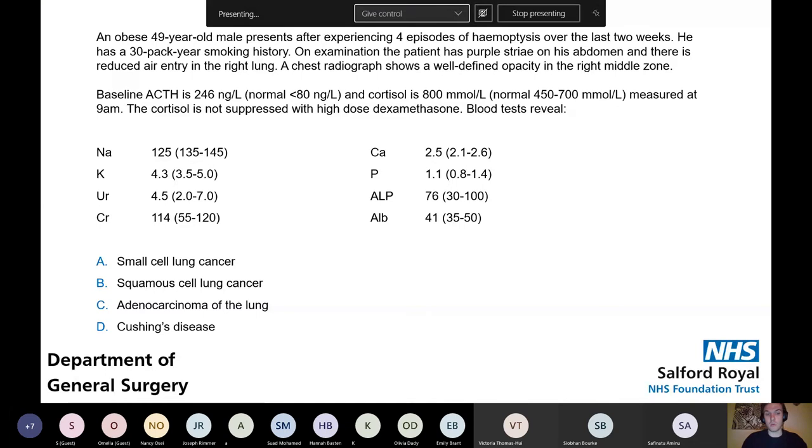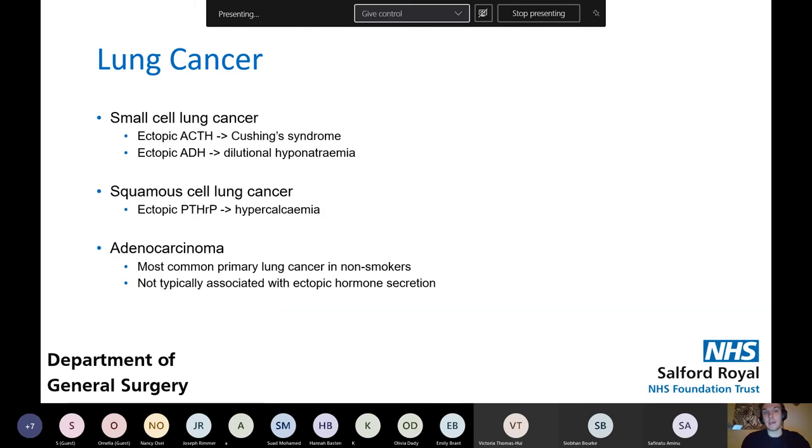Cushing's disease is not as wrong as you might think. It can cause a very similar presentation in ACTH and cortisol to that. However, there are things that will help you tell that apart. So small cell lung cancer is the right answer. Small cell lung cancer, what you see is an ectopic release of ACTH, which causes Cushing syndrome, and ectopic release of ADH, antidiuretic hormone, which causes a dilutional hyponatremia.